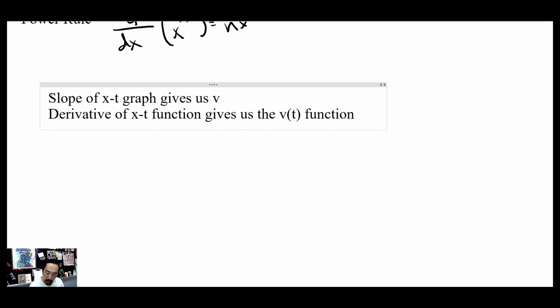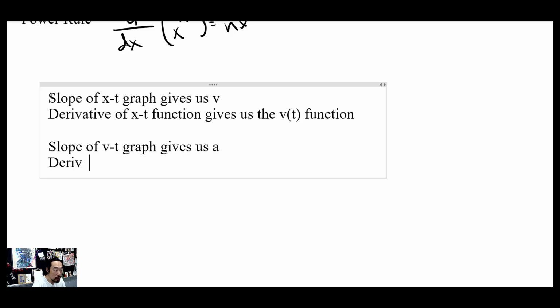The position time function shows us where the object is, and the derivative shows us how fast it is. Then we can take this one step further, because the slope of a velocity time graph gives us acceleration. Therefore, the derivative of a velocity time function gives us the acceleration time function. And we'll take a look at a couple of examples.